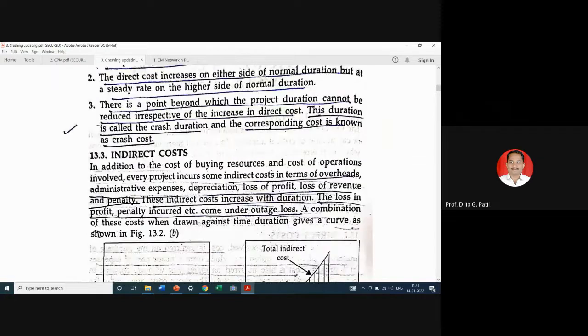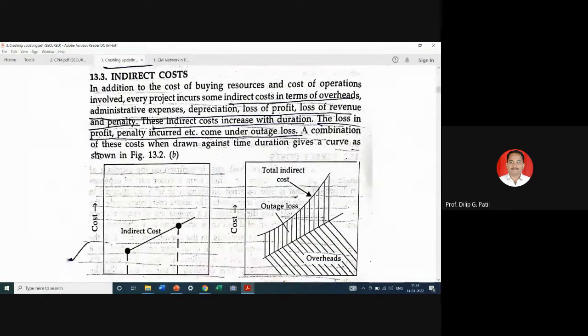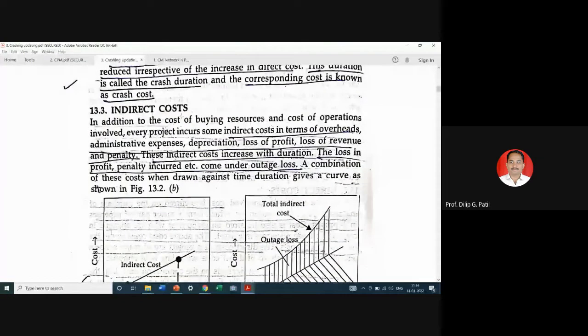And you will see indirect cost. What is indirect cost? In addition to cost of buying resources and cost of operations involved, every project incurs some indirect costs in terms of overheads, administrative expenses, depreciation, loss of profit, loss of revenue, and penalty.